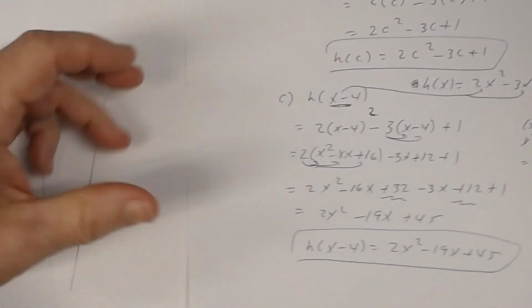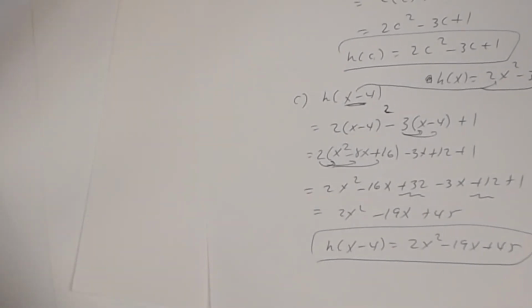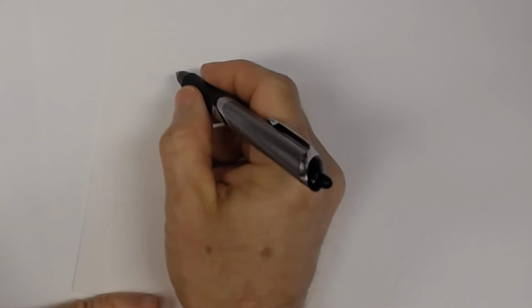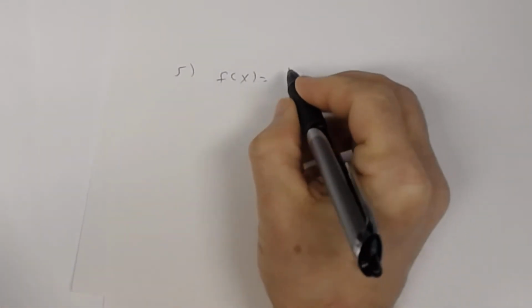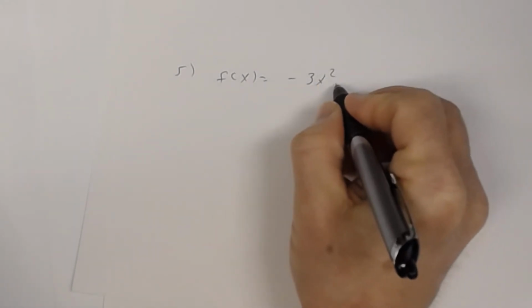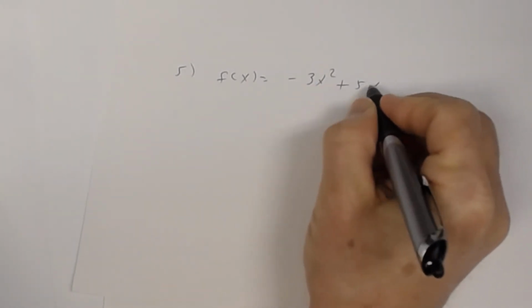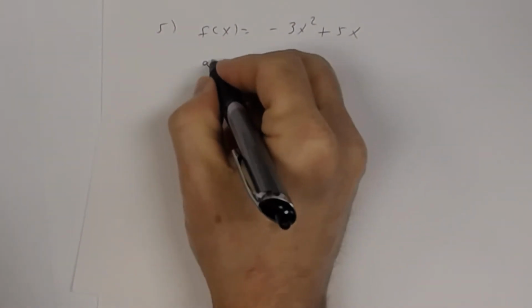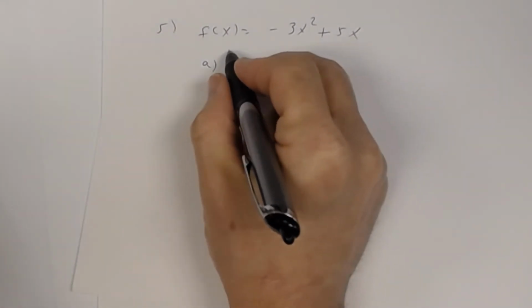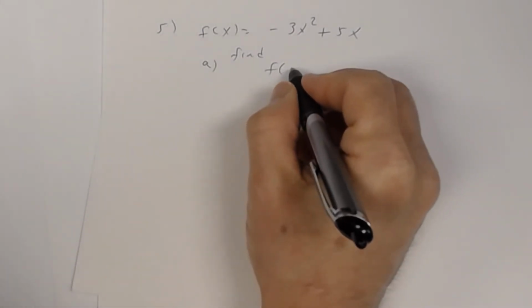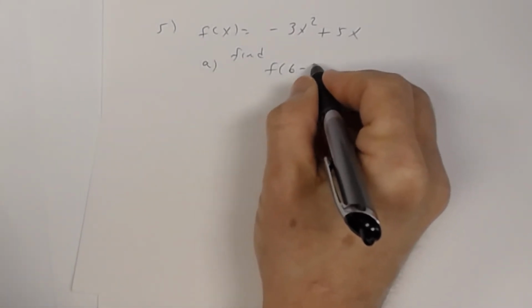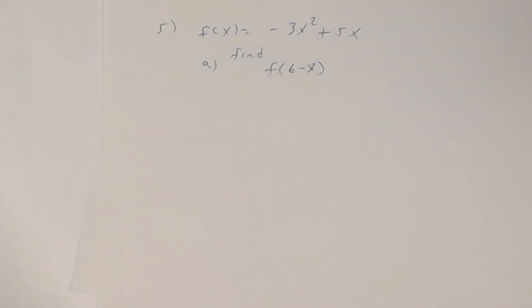Let's use the same function. Actually, let's do a different function. I'm sorry. So let's make this number 5. And let's say number 5 is this: f of x equals negative 3x squared plus 5x. Let's just do that one. All right, and let's suppose in number 5a, you want to find f of, let's say, 6 minus x. F of 6 minus x.